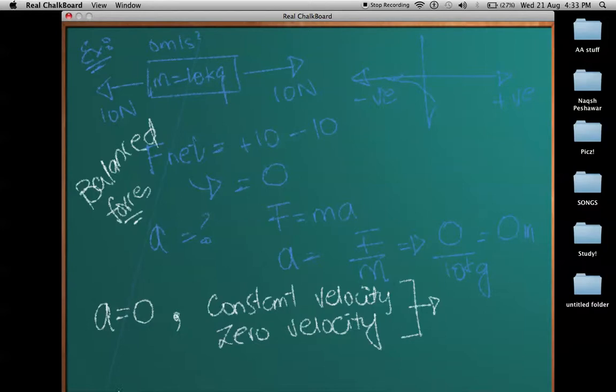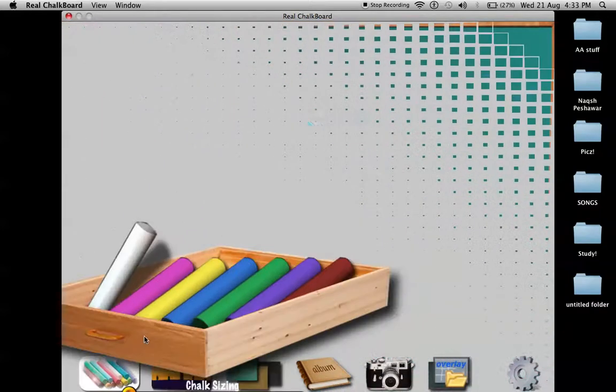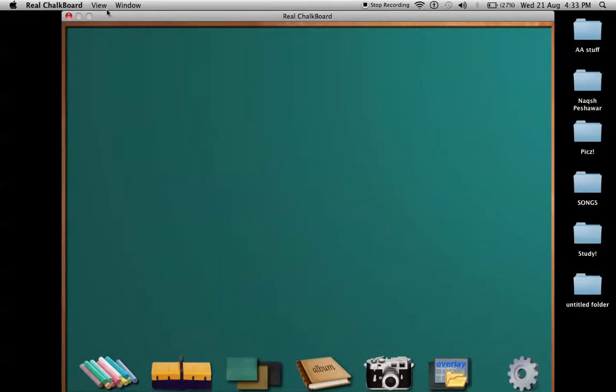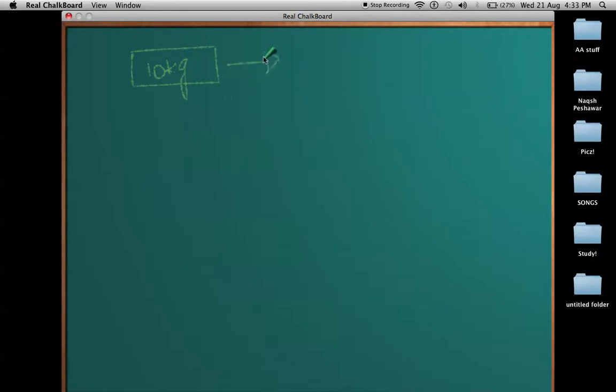So let me take one more example of a balanced force. Let's say this is the mass of 10 kilograms here, and here we have 20 newtons in this direction, another person pulling it with 10 newtons here, and here we have 30 newtons. So let's find out the F net of this situation. Let's make our arbitrary axis. We say the positive is on the right hand side and the negative is on the left hand side.